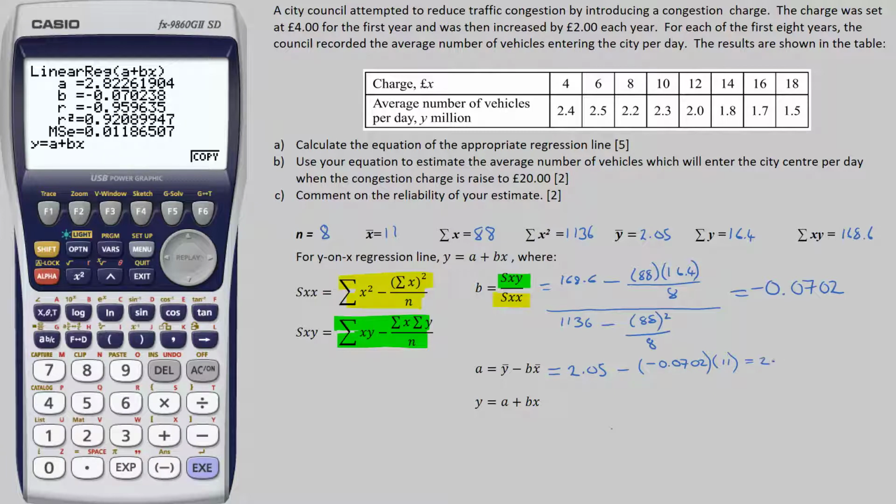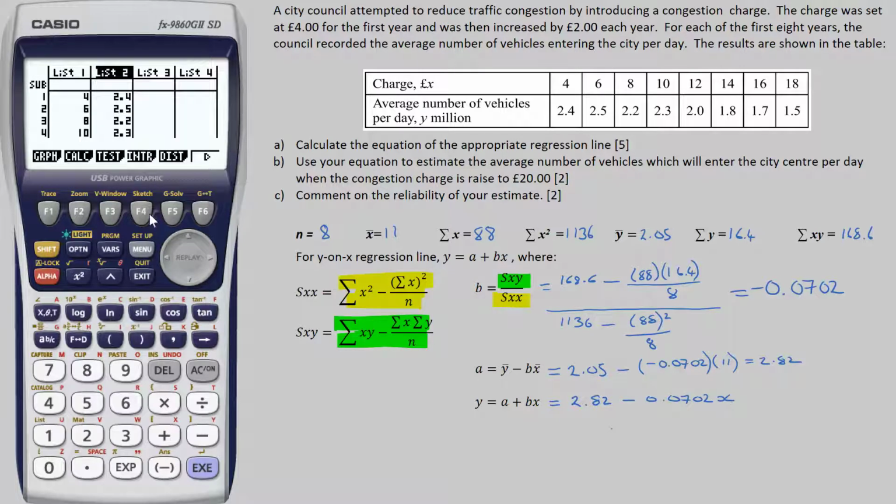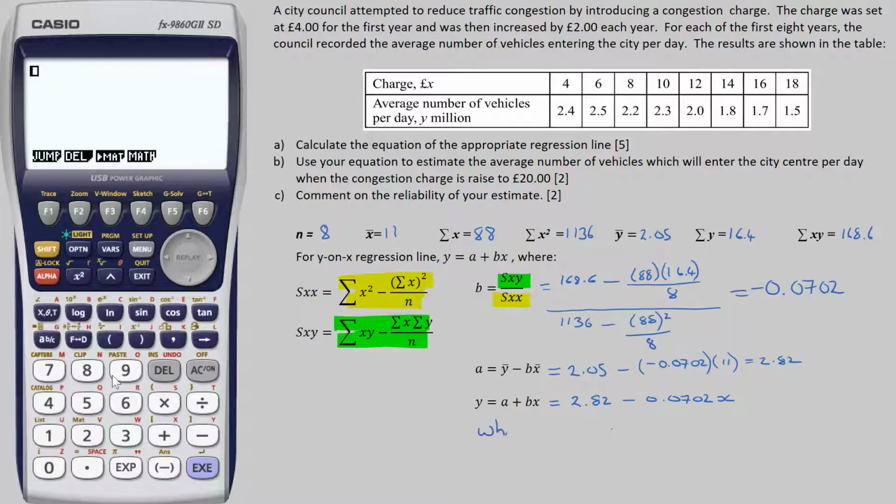Now we can write down the full equation for the y on x regression line given by y equals a plus bx. Now we have the equation of the regression line. Exam questions will often go on to ask us to use it to estimate certain values. Here we are asked to find y when x is 20. So simply sub this into our equation to find our value of y. Don't forget to check the units carefully. Here y is measured in millions, so the correct answer is 1.42 million vehicles.